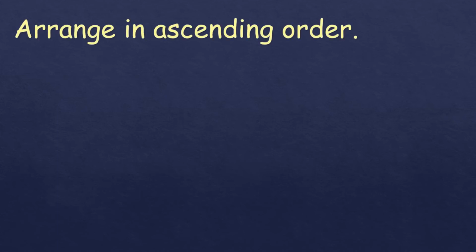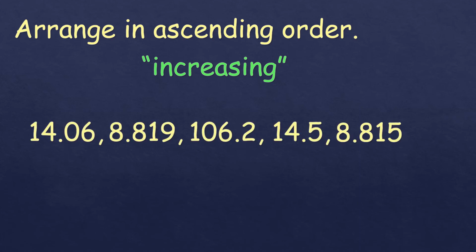So let's move now to arranging decimal numbers. So let's say we're going to arrange in ascending order. So what does it mean by ascending? Increasing order. So from smallest to biggest. So here's the list of decimal numbers. And then we're going to look for the smallest.